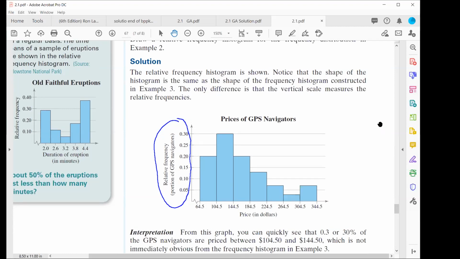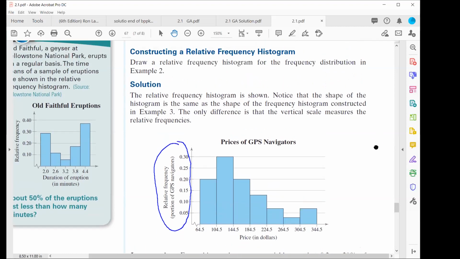So that's the difference between relative frequency distribution and frequency distribution. Your vertical axis has different numbers. That's the only difference. The graphs must be the same.